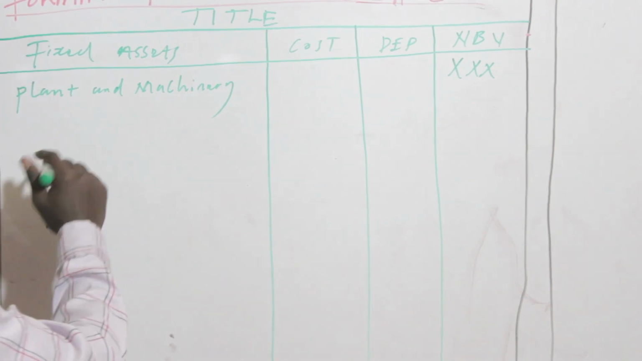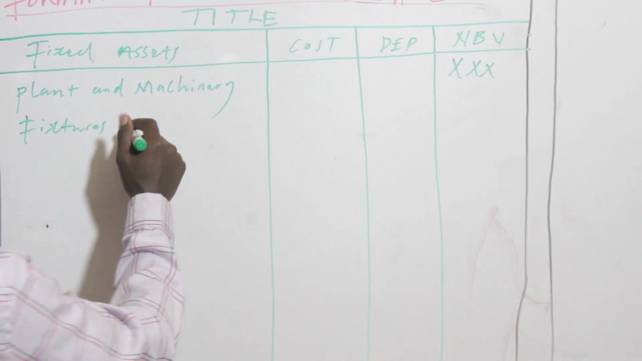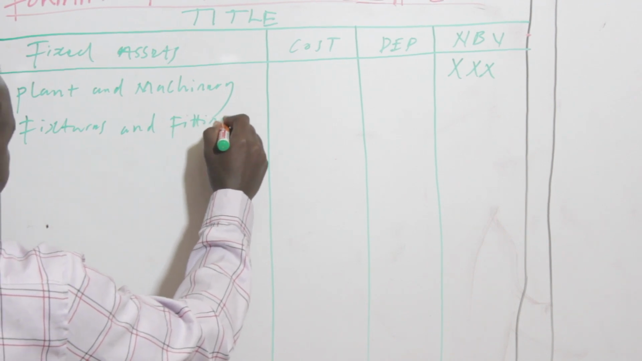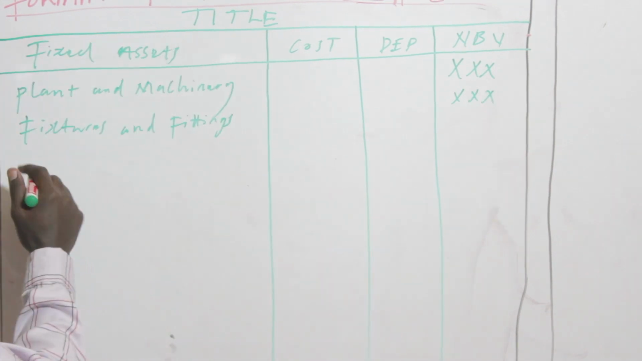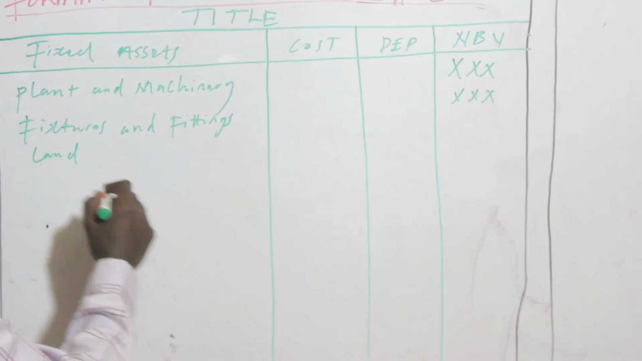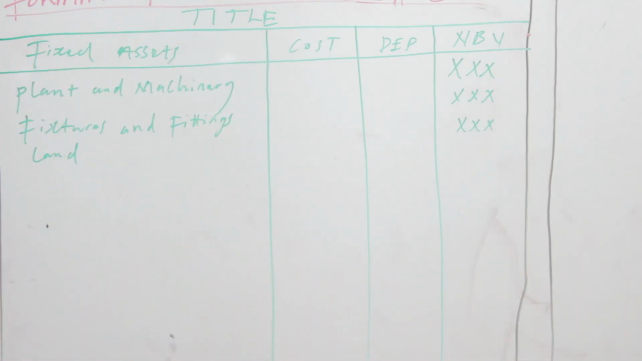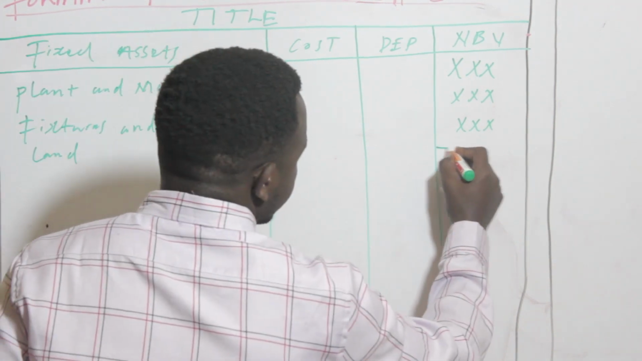So plant and machinery, then we can also have fixtures and fittings. So fixtures and fittings. So we can put our fixtures and fittings here. Then we can also have land. We can put our land here. So these are just examples of fixed assets. So for example, if we have these three fixed assets, we're going to find our total here.